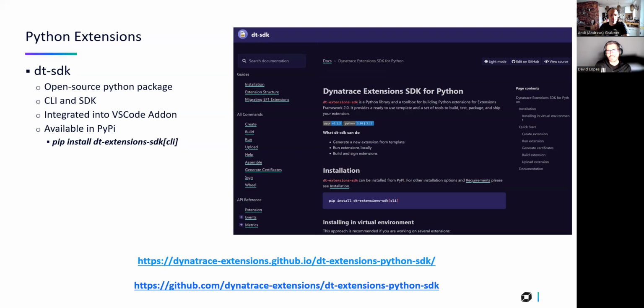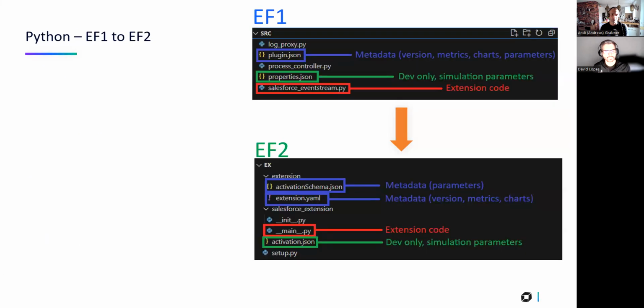This being available on PyPI is kind of important because previously, when you wanted to install the plugin SDK, you would have to download a file from Dynatrace from your environment. Now you just do pip install, and you get the SDK. It's much easier to get started with. This SDK provides several commands to create extensions, run extensions, build, and upload extensions to Dynatrace, as expected. But we strongly recommend you use the VS Code add-on, because then it automatically does these commands for you and gives you a nice user interface to handle this.